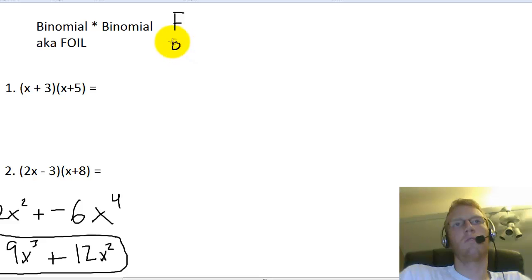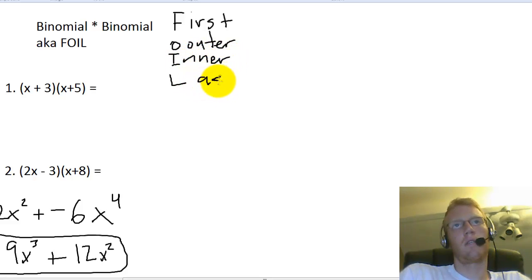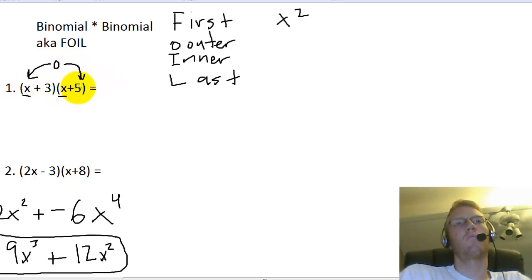One is called FOIL, which stands for first, outer, inner, and last. So first means take the first thing times the first thing. So here the first thing here is x, first thing here is an x. That's going to give me x squared. Outer means take the things on the outside. So the outside is here and here. Okay, x times 5 is 5x.